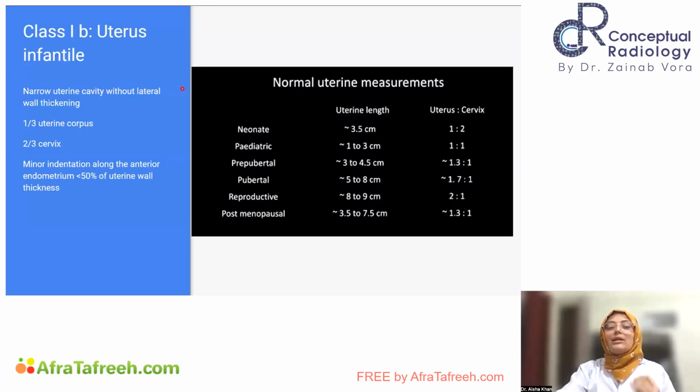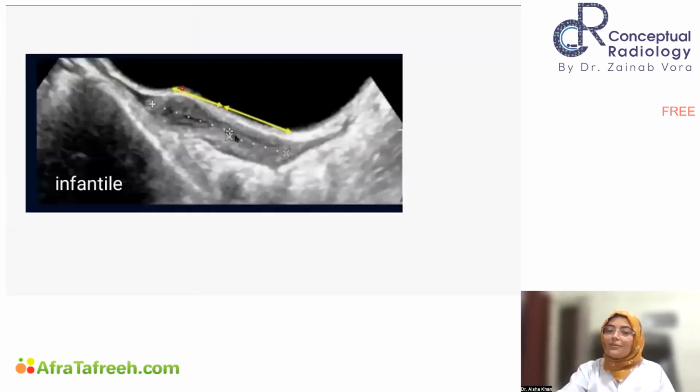1B is my infantile uterus. So infantile uterus में क्या होता है? There is a reversal of uterus to cervix. Normally, uterus to cervix is 2:1, but infantile में it will be opposite. 1:2, a short uterus and a longer cervix. So that is the infantile variety.